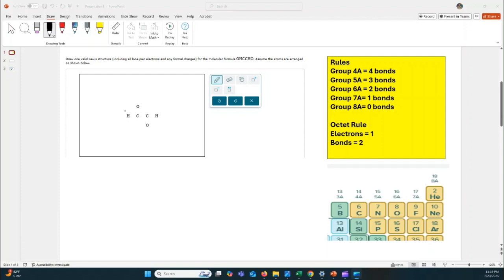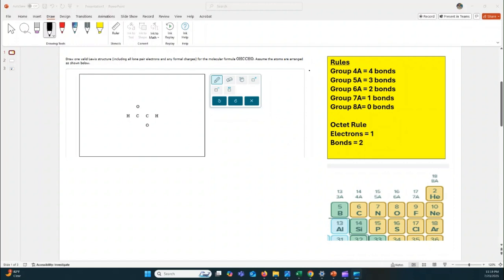So what ALEKS does is it's going to show us the Lewis structure, where the atoms are already listed in space, and what it wants us to do is to connect them, or bond them all together, and to draw lone pairs as well and where they're going to be placed.